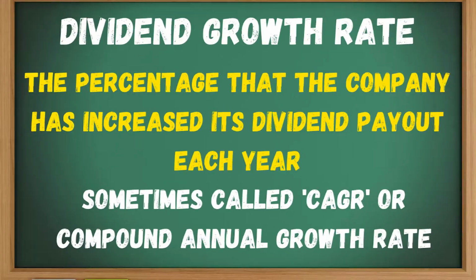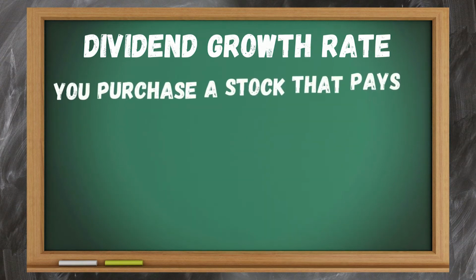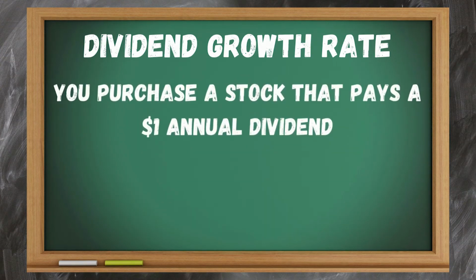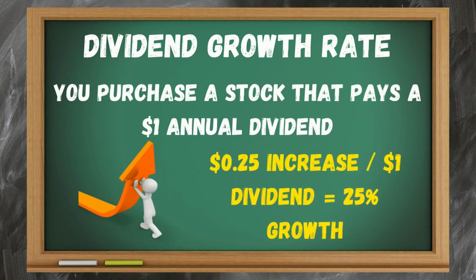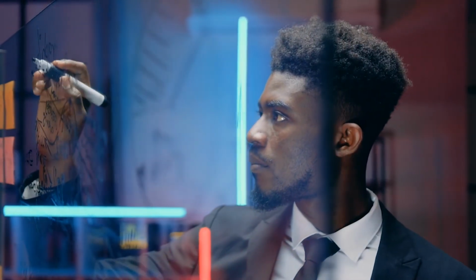Next is a dividend growth rate, which is the percentage that the company has increased its dividend payout each year. This is also sometimes called the dividend CAGR, or compound annual growth rate. For an example, if you bought a stock that paid a $1 dividend per year, and next year they increase that payout to $1.25, your growth rate would be 25%. It's not a hard and fast rule, but right now I generally look for dividend stocks that have an average 5% or higher dividend growth rate over a period of at least 5 years.